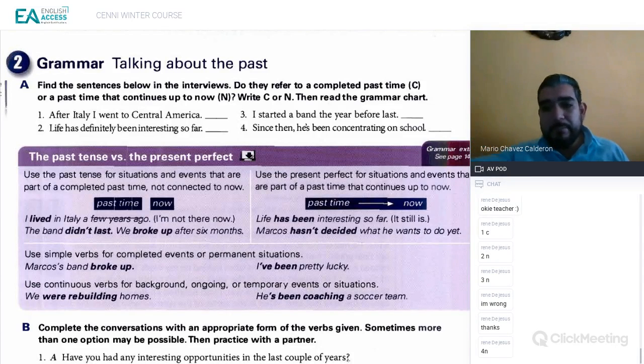Okay. Now, as you can see, the ones that have the letter C, the ones that are completed, are in simple past. And the ones that continue up to now are in present perfect, right? Present perfect continues up to now. Simple past is complete, okay? For example, we have over there the grammar extra, okay?